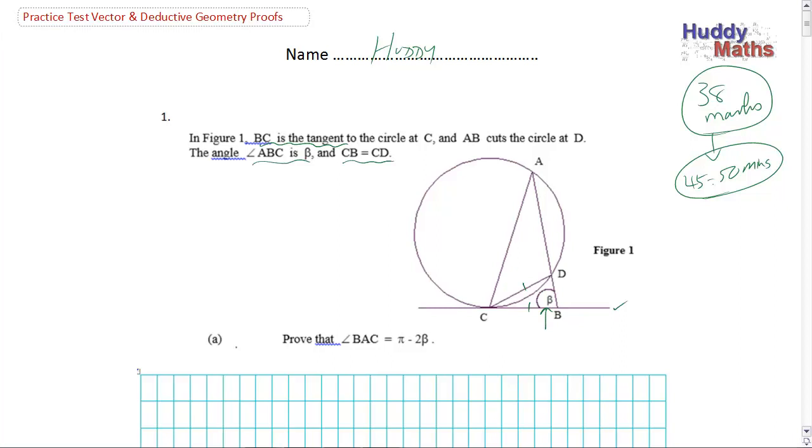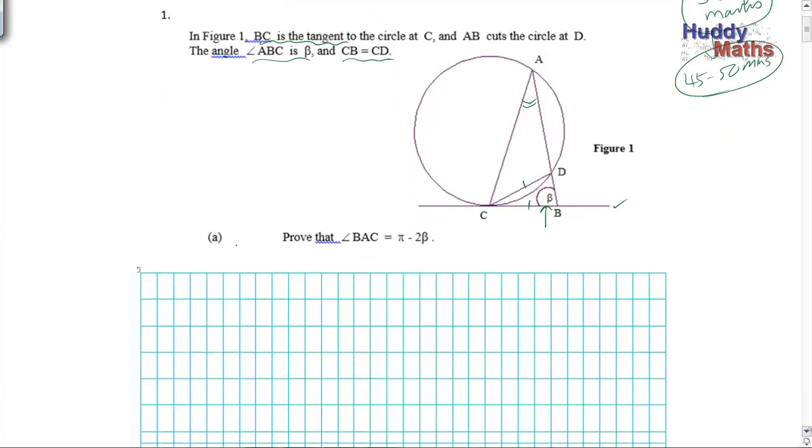Now we want to prove that angle BAC, so that's this one up here, is pi minus 2 beta. Okay, well let's see how we can go. First of all, I think the good strategy is to use each of the given pieces of information in turn. So what can we say? Let's use the isosceles triangle. So we can say CD equals CB. That implies triangle CDB isosceles.